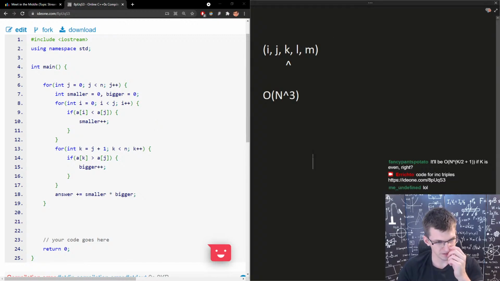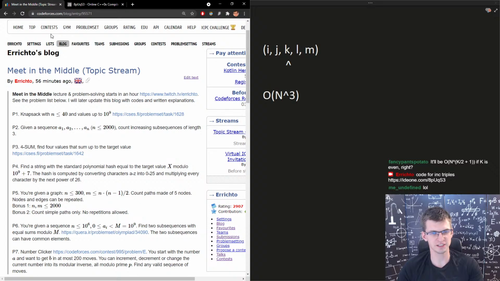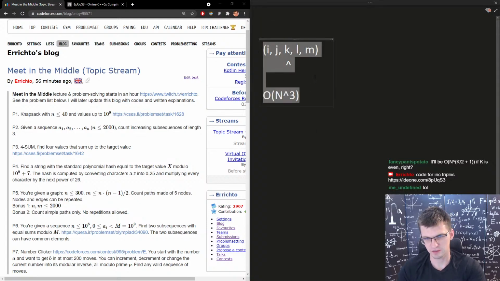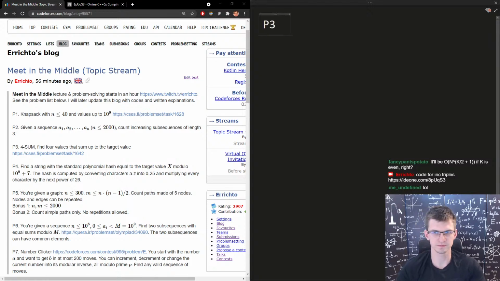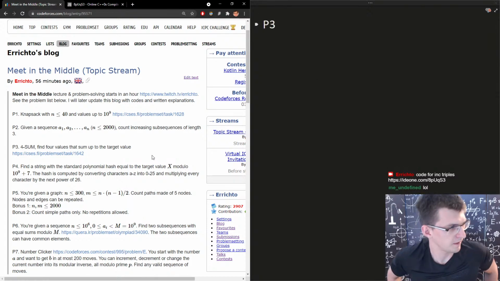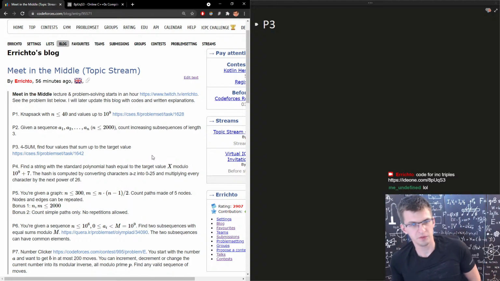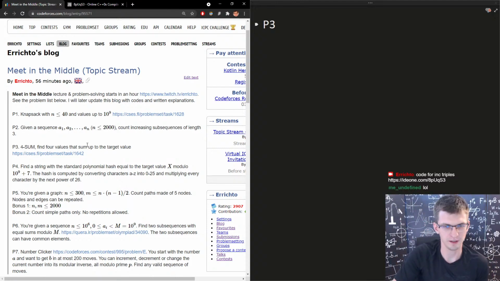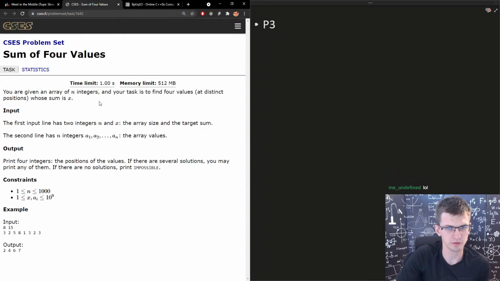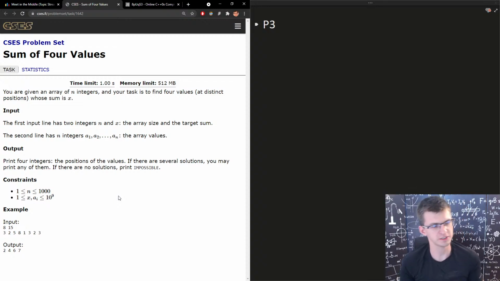Yeah, regarding the even k, we will see one example in the next problem. So moving on, it's now P3. P3 is a similar problem. Here, there is a very well-known problem, two-sum, where you need to find a pair of elements summing up to S. Here we need to find 4 values summing up to the target sum. It's like increasing sequences, just more difficult.